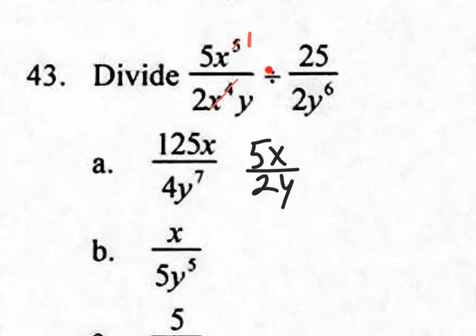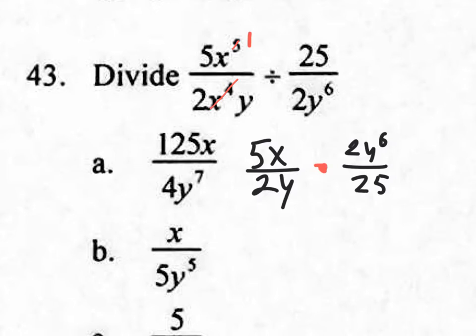Not only that, I want to take this division sign and change it to a multiplication sign. You can do that as long as you flip the second fraction. Remember, dividing by a fraction is really multiplication of the reciprocal of that fraction. So you have to flip it. We end up with 2y to the 6th over 25. So now we really have a multiplication of those two fractions.